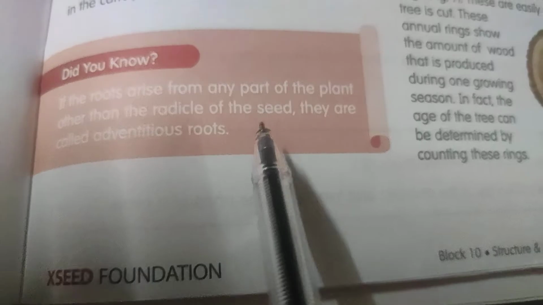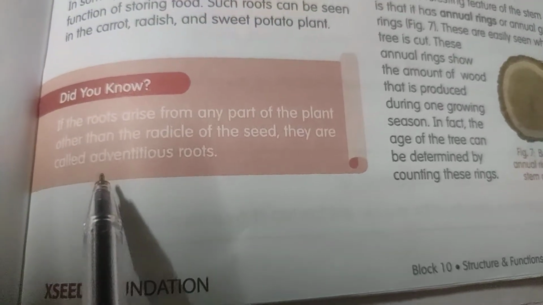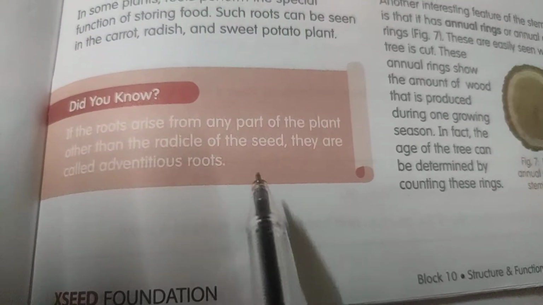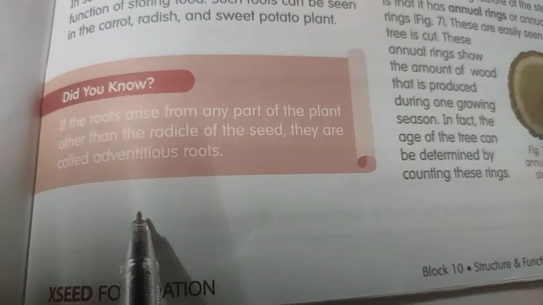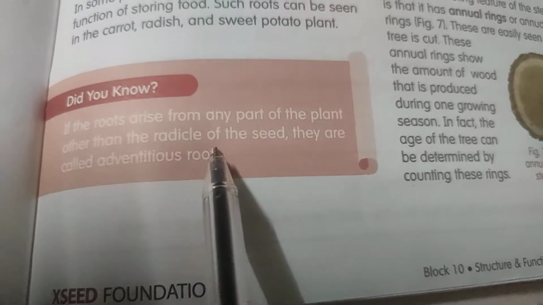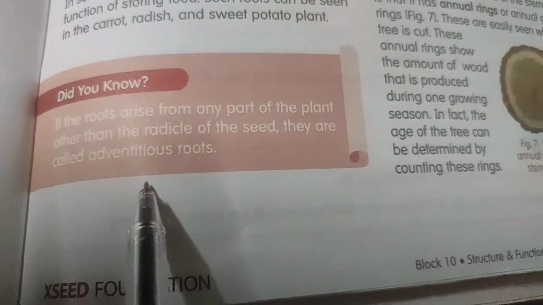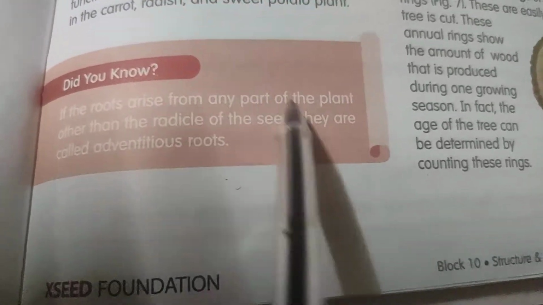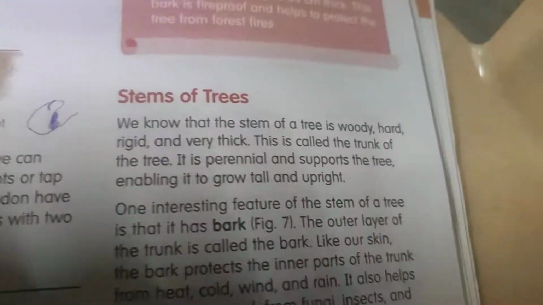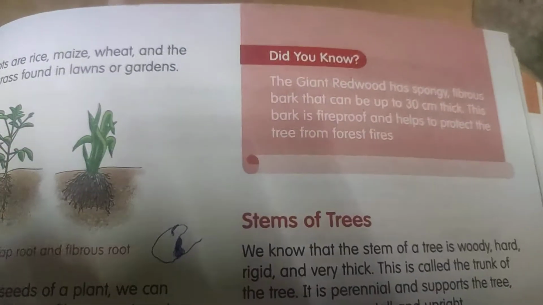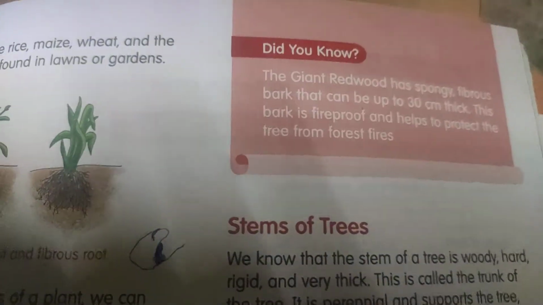So from that radical part, if the roots come out, it is a normal one. But if they come from other parts without a radical, you can call such roots adventitious roots. This point is only for your knowledge. In your higher class you will learn in detail. Now we'll go to the next part.